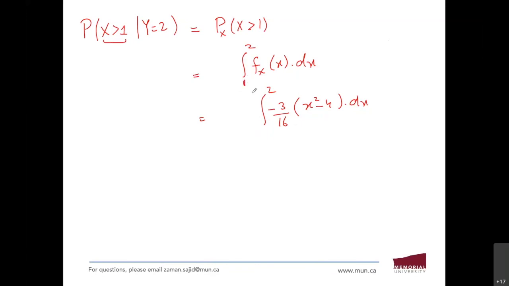So it is starting from 1 to 2, not 0 to 2, because the statement is asking me to find out X when it is greater than 1. So once you solve it, you will get 0.3125.